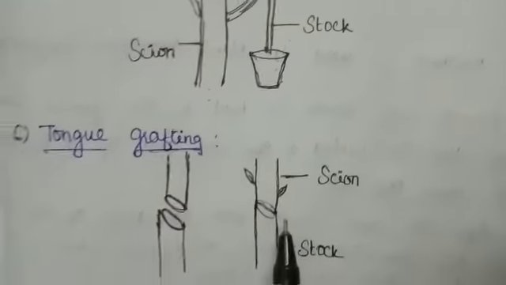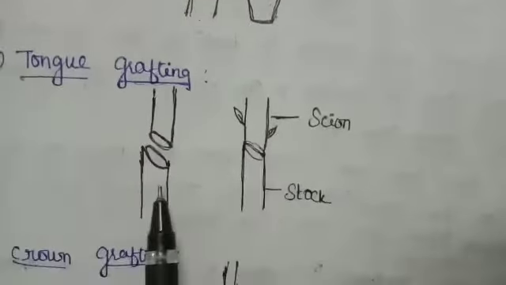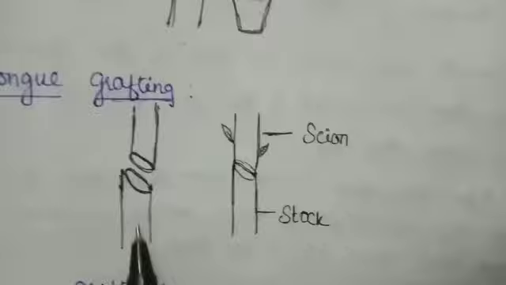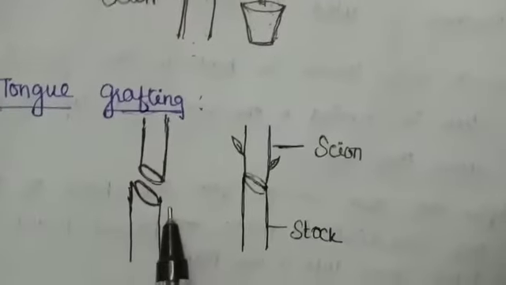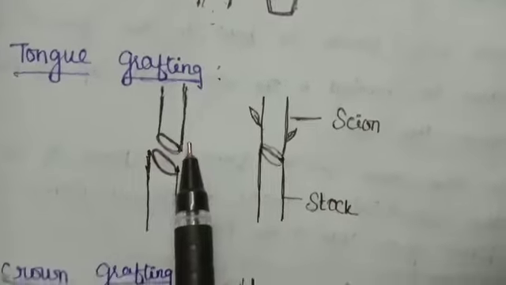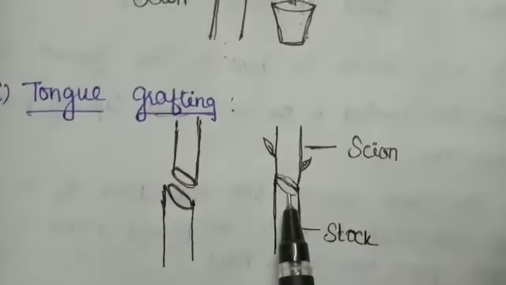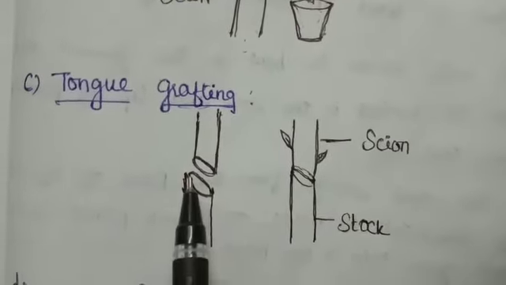Next, tongue grafting. A scion and stock having same thickness is cut obliquely and the scion is fit in the stock and bound with the tape. This method is tongue grafting.